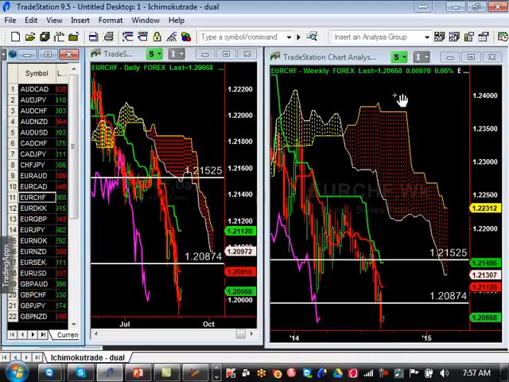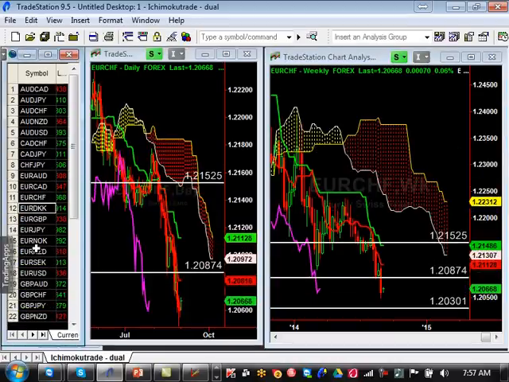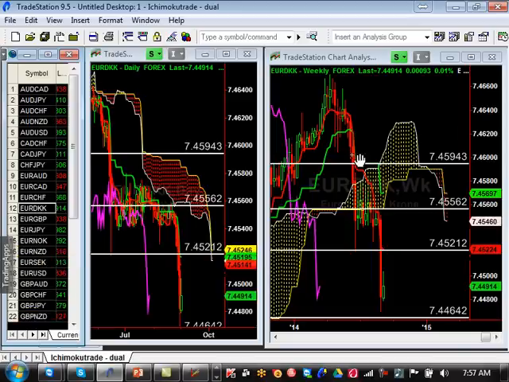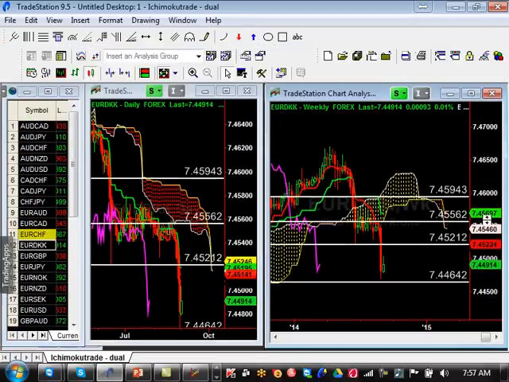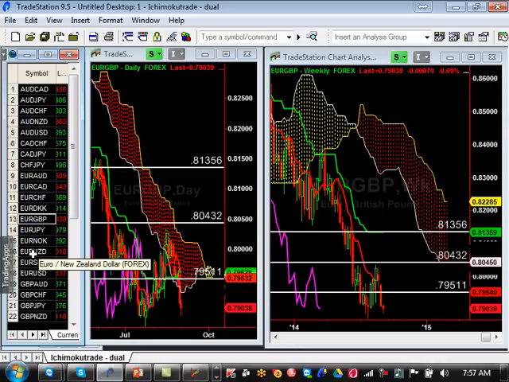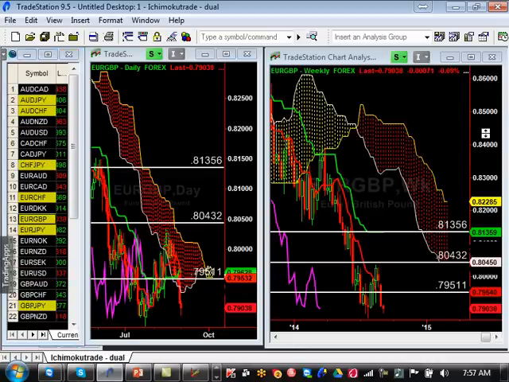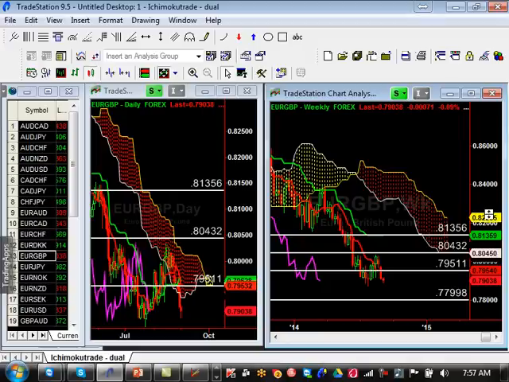Euro Switzy here, bearish trending on both the daily and weekly, approaching a support at 2030. Euro DKK, basically this is one ugly pattern here. This is bearish trending on both the daily and weekly, but the weekly is approaching a major support at 44.64, so definitely keep an eye on that guy right there. Euro pound here is basically bearish trending on both the daily and weekly, and you can see that it's trying to get to a support at 77.99.